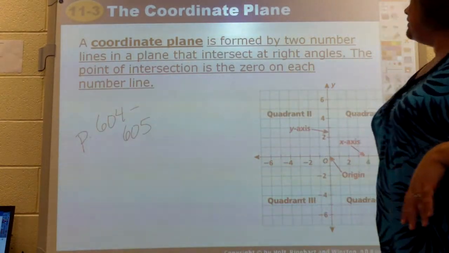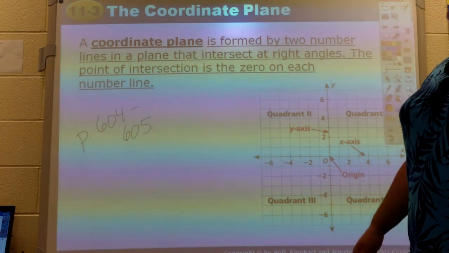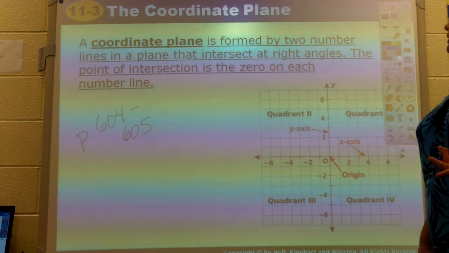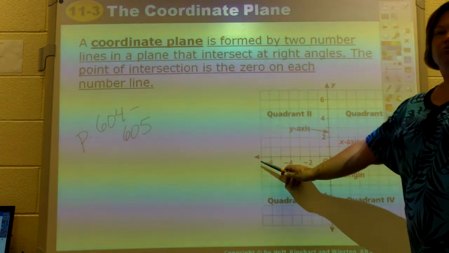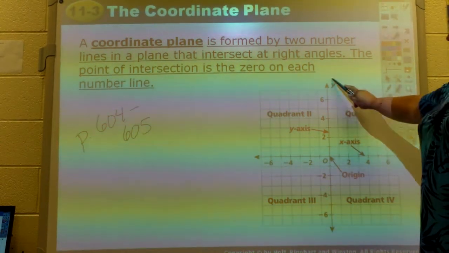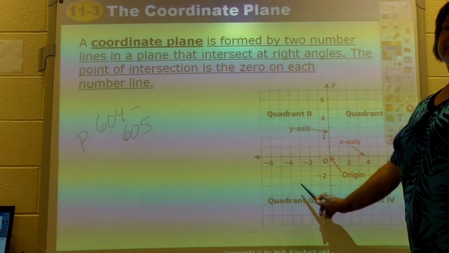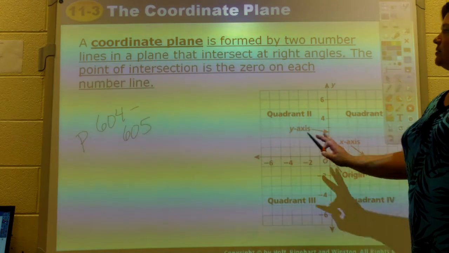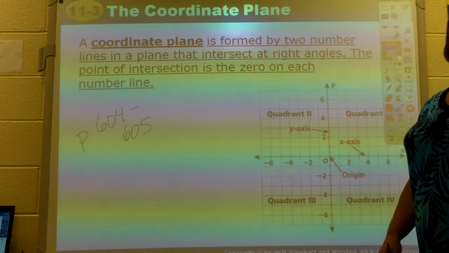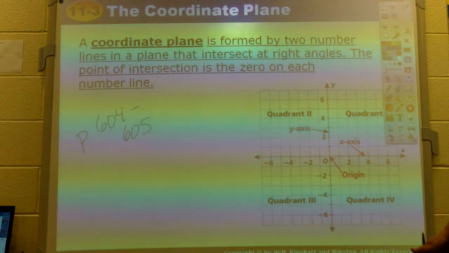The coordinate plane is formed by two number lines that intersect at right angles. So we have this grid, and then we have the y-axis and the x-axis that intersect right here at 0, and this is what we consider our coordinate grid or coordinate plane.